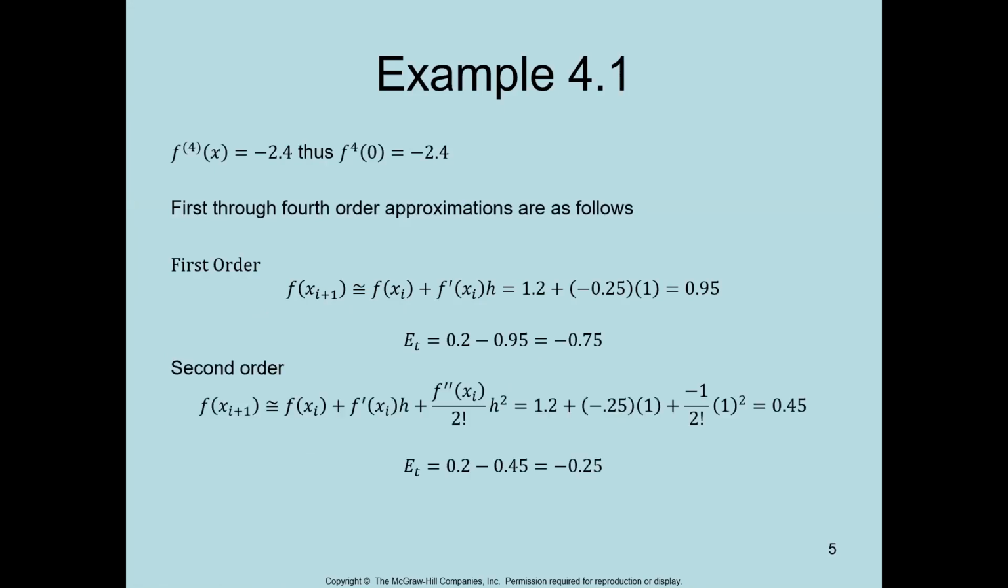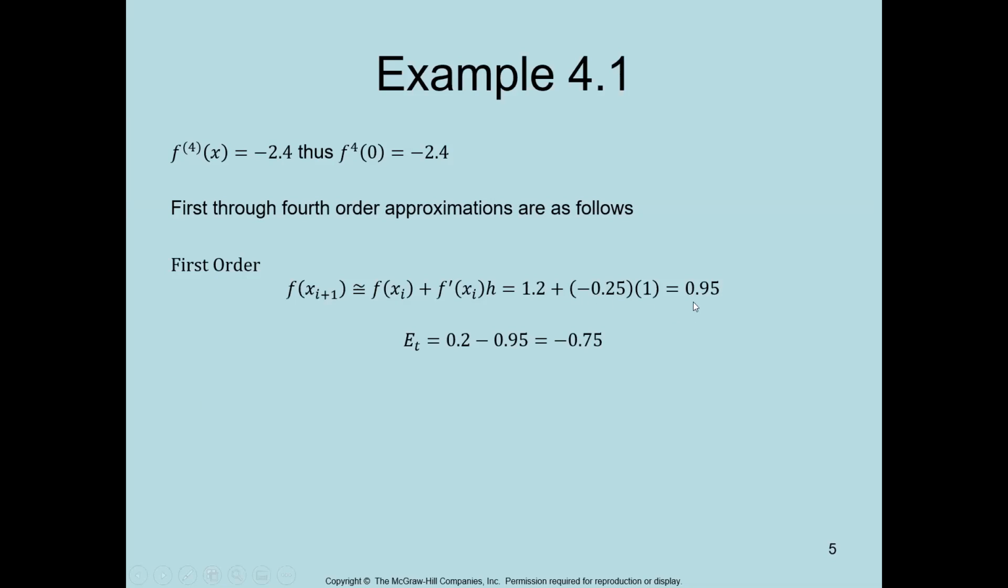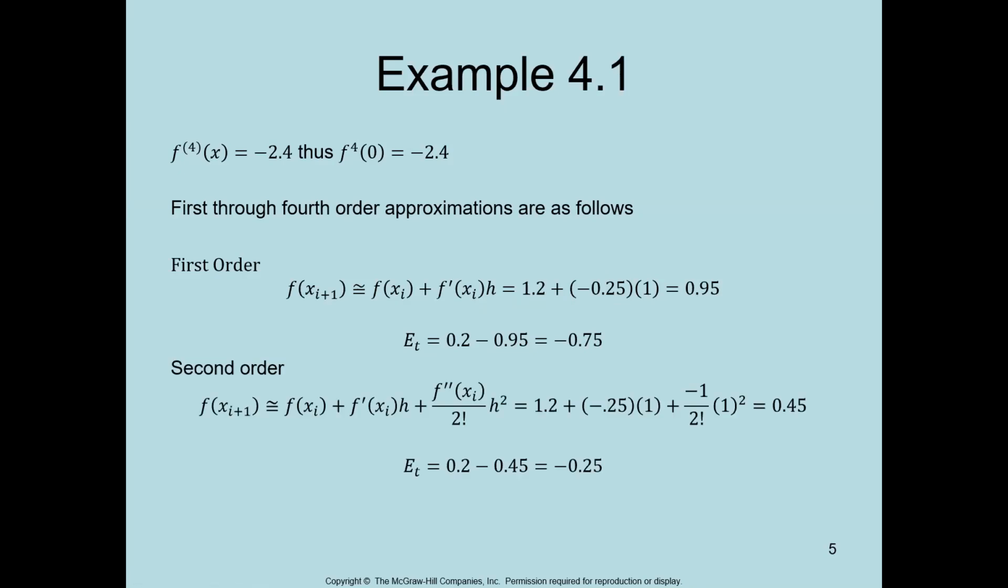So that is the first order. So the first order will then be 0.95. Okay. So 1.2 and then it will become 0.95. So this means that the error will be 0.2 minus 0.95. It will be minus 0.75.